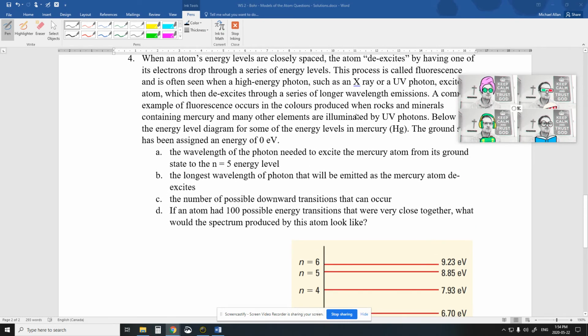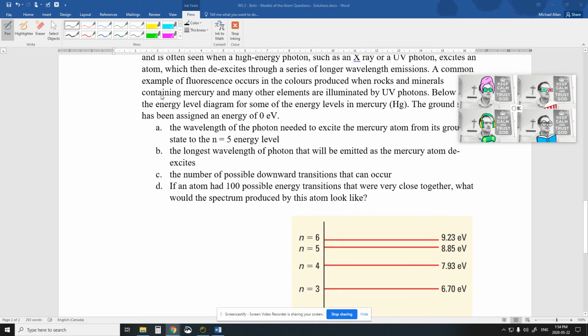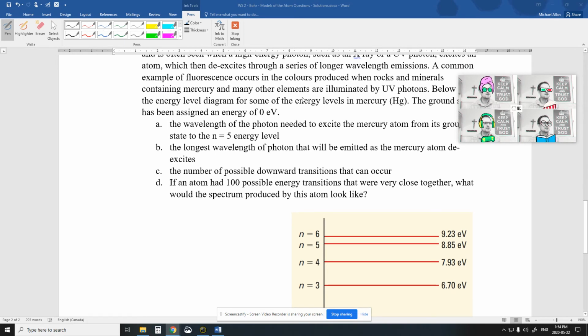This process is called fluorescence. It is often seen when high energy photons such as X-rays or ultraviolets excite the atom, which then de-excites to a lower level wavelength emission. That's how fluorescent lights work. A common example of fluorescence occurs in the colors produced when rock and minerals.